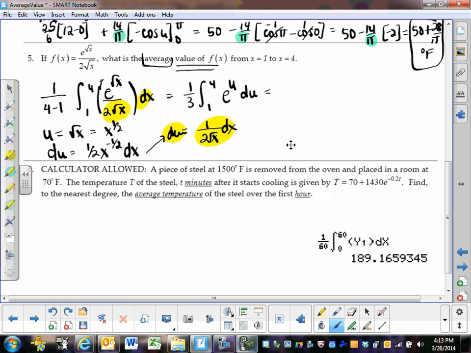So I have one other thing to change: my limits. If x is 1, the square root of x is going to also be 1. If x is 4, the square root of 4 is going to be 2. So now I never, ever get back together with my x. I simply antiderive e to the u, which is still e to the u. So I have 1/3 times e squared minus e to the first, and I can leave it like that.